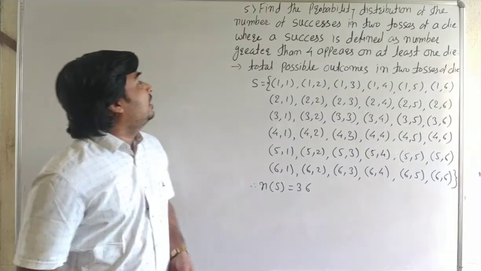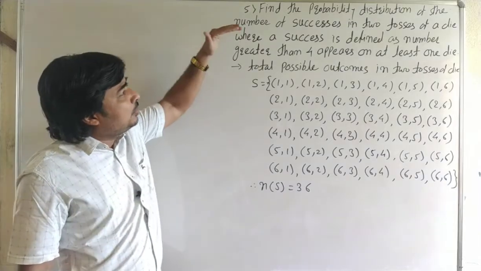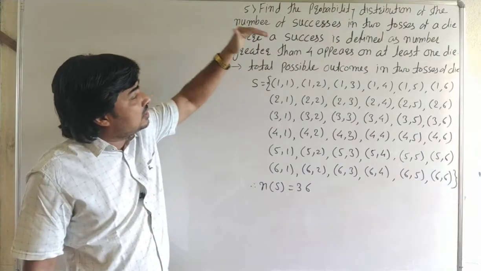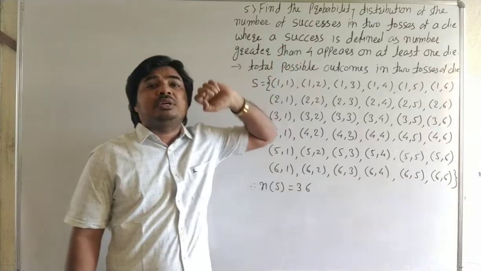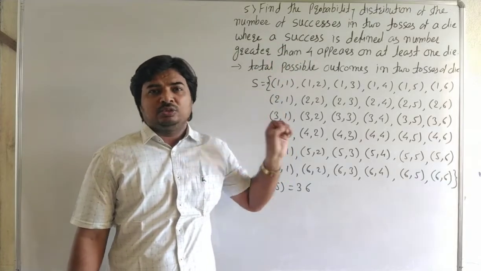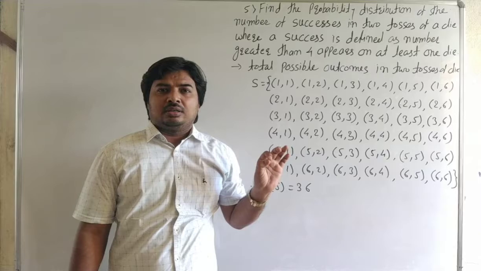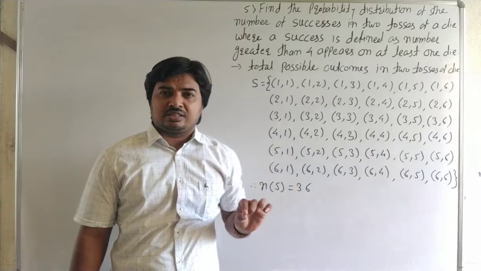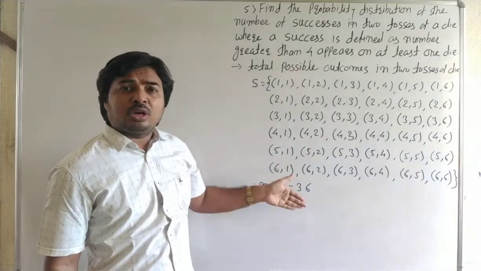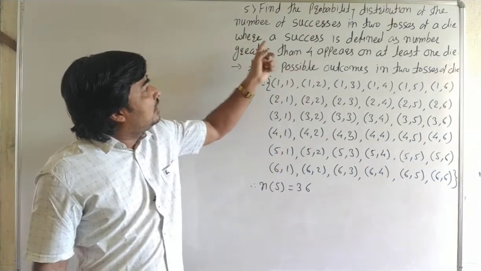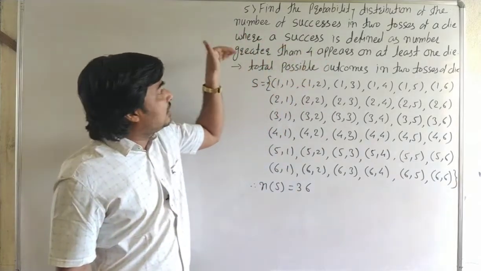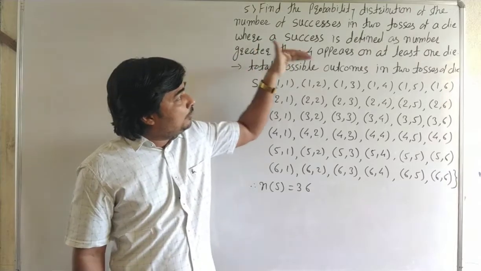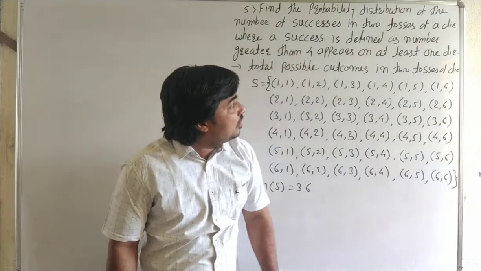Now here is example number 5: find the probability distribution of the number of successes in two tosses of a die. Here, two tosses of the die. Then we know that the total outcomes in two tosses of the die are 36. These are the total outcomes. Now here a success is defined as a number greater than 4 appearing on at least one die.